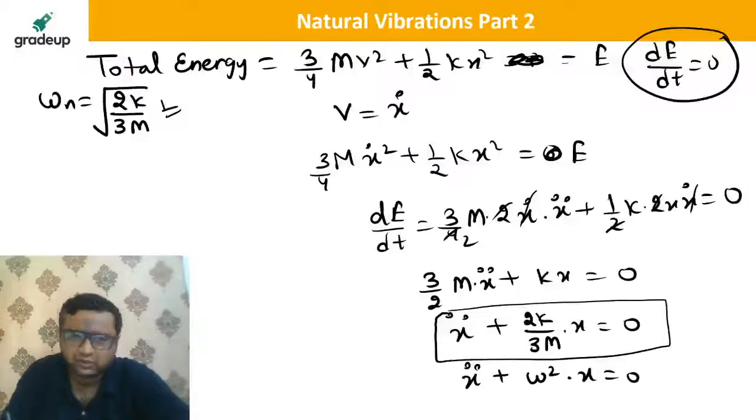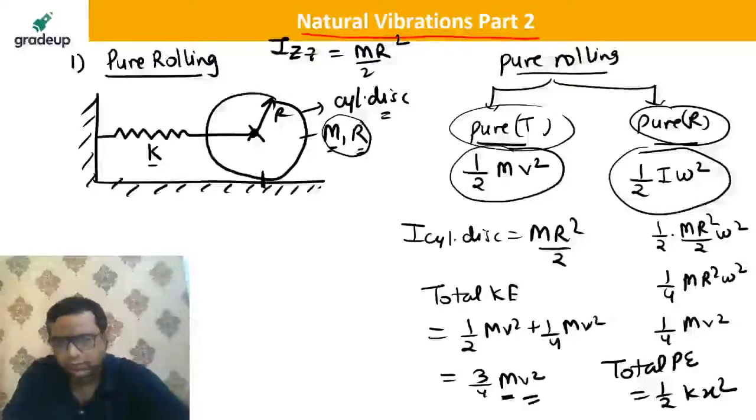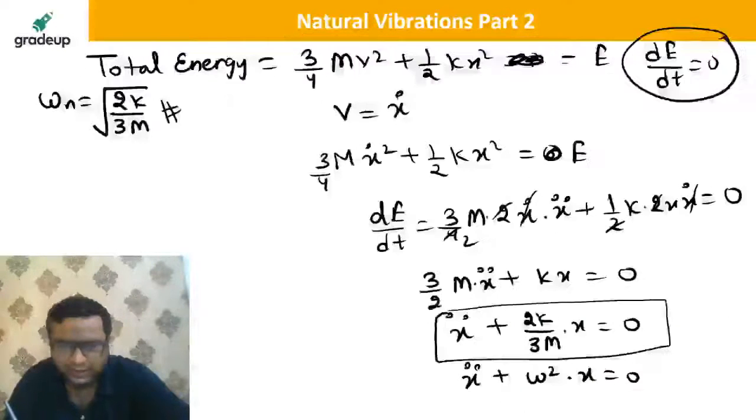This is the natural frequency of vibration for this case. And I would like to tell you that whatever we have taken the I for this disk, this is about this axis which is going inside, the ZZ axis. So IZZ is mr square by 2, where r is the radius. Now my dear, with this question you can make many questions.